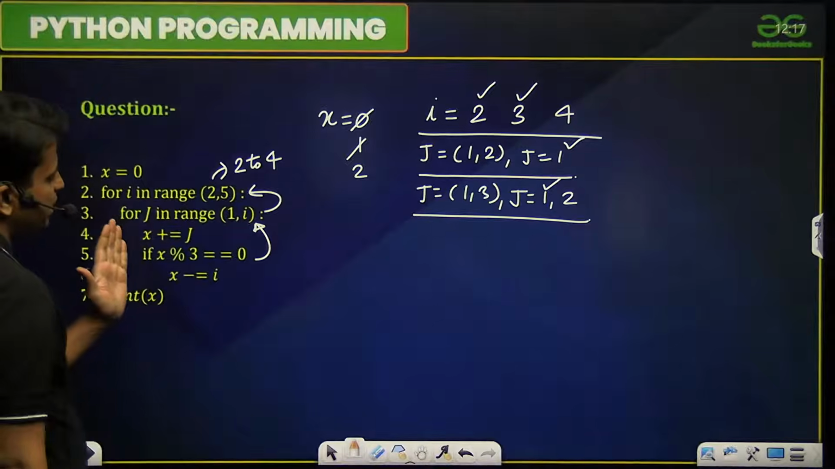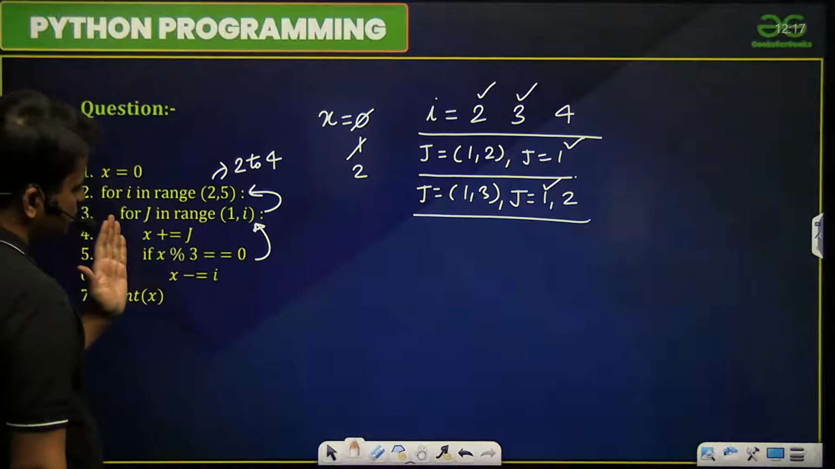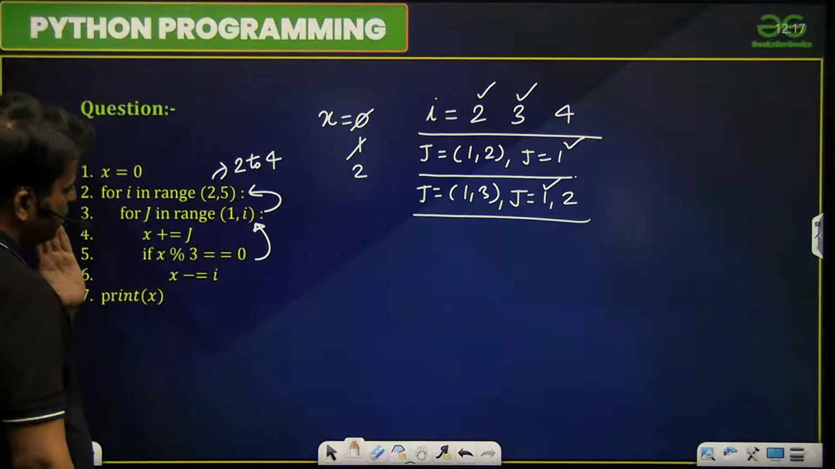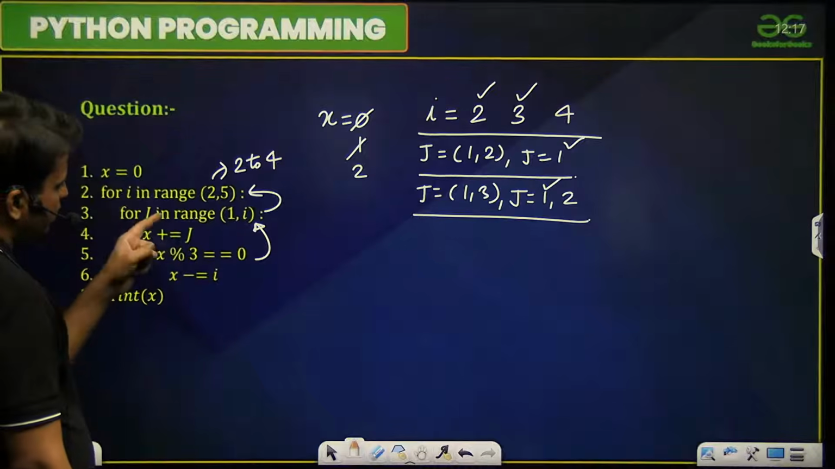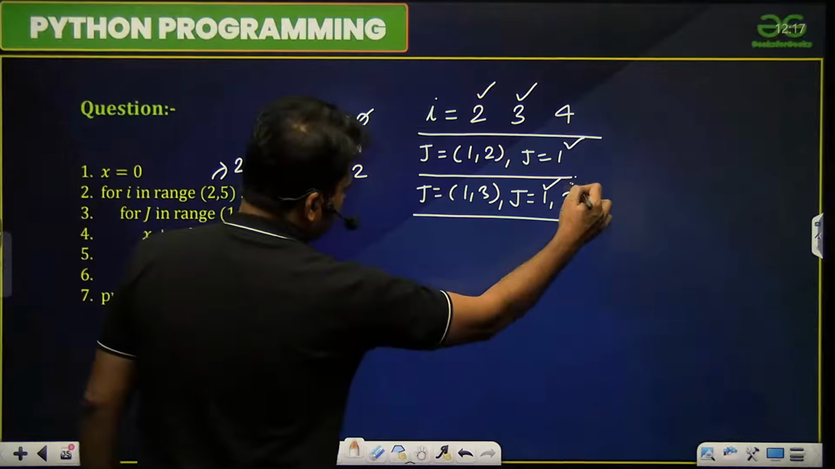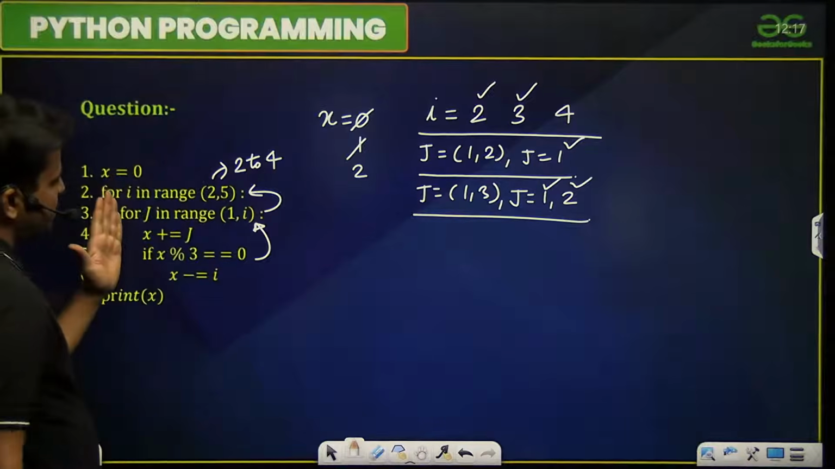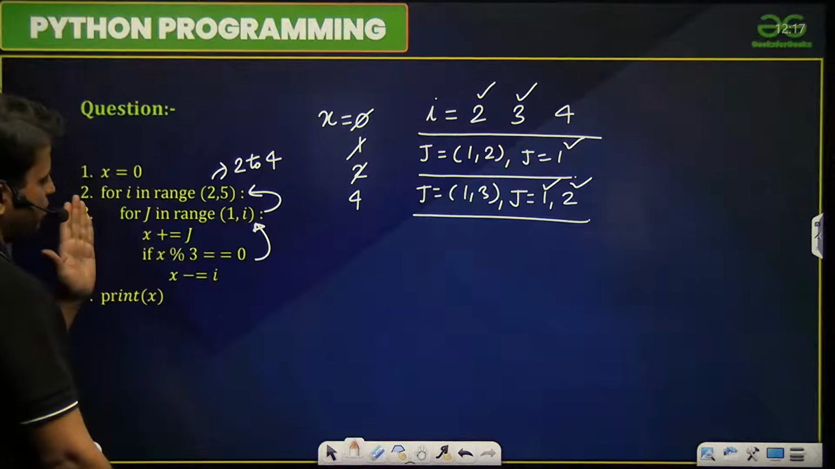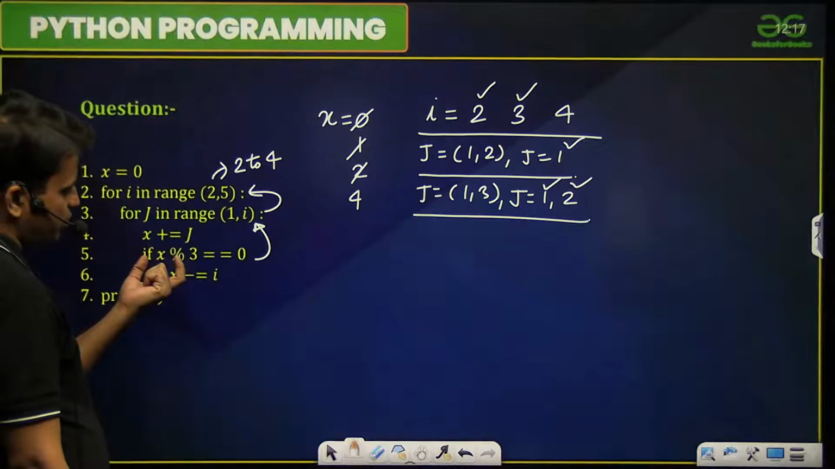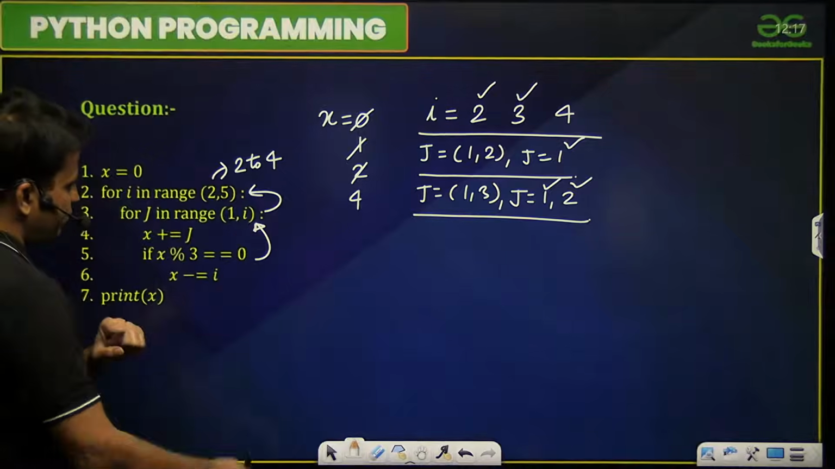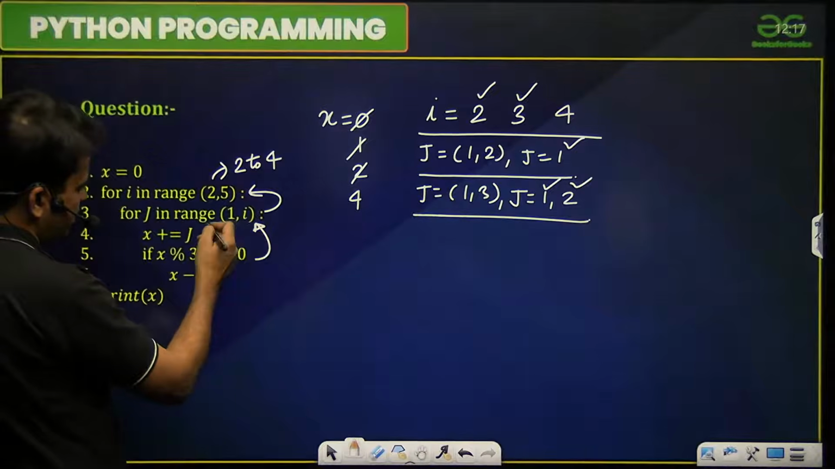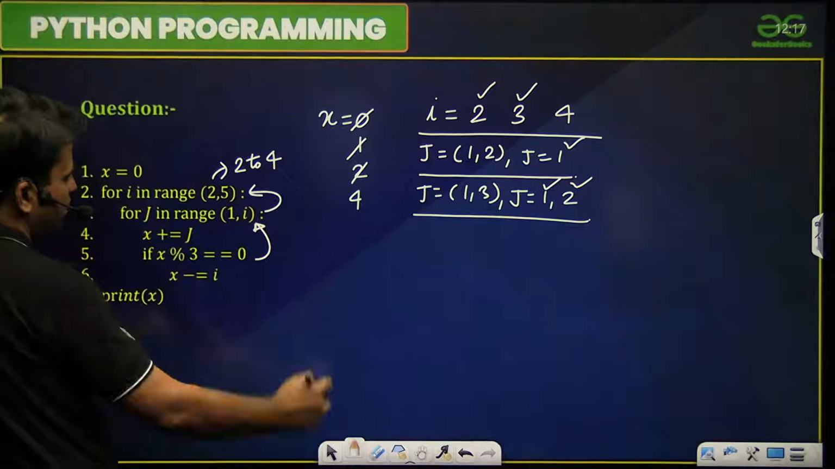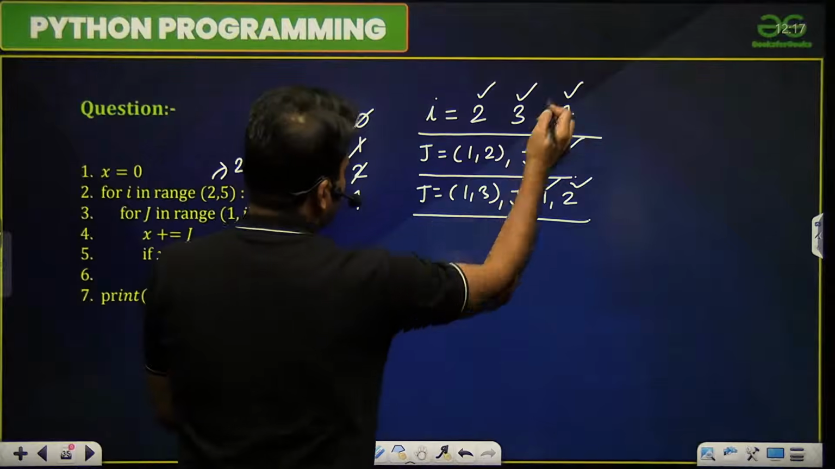And 2 modulus 3 equals to 0? No, this condition is false. So again false. You enter here and j equals to next, 2. If j equals to 2, x equals to x plus j, 2 plus 2, it will be 4. 4 modulus 3 equals to 0? No, this condition is again false. Then again go to this. So this is completely iterated and again go to this outer loop and I equals to 4.